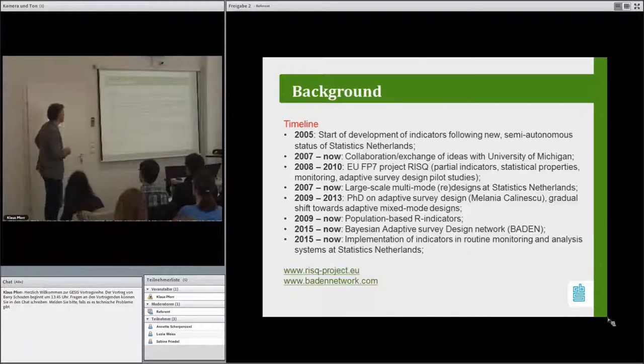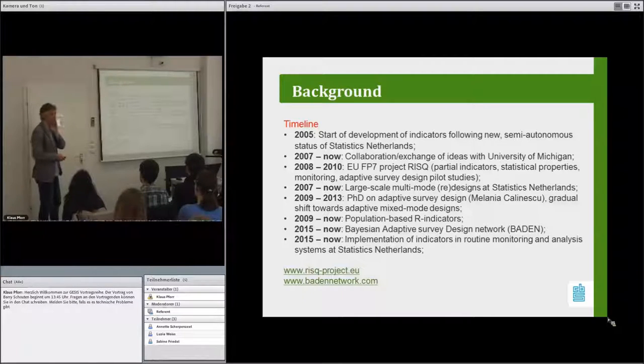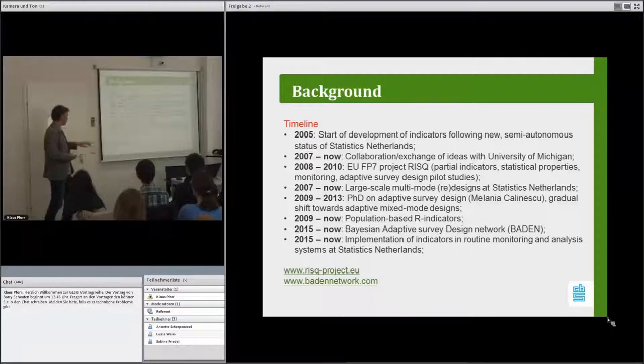So we started a European framework program project working on these indicators for some years with various countries. If you know about these indicators, much of the work came from that project. There's also a website, riskproject.eu, which still exists. Everything that we produce is uploaded to this website, although the project has already stopped for some years.